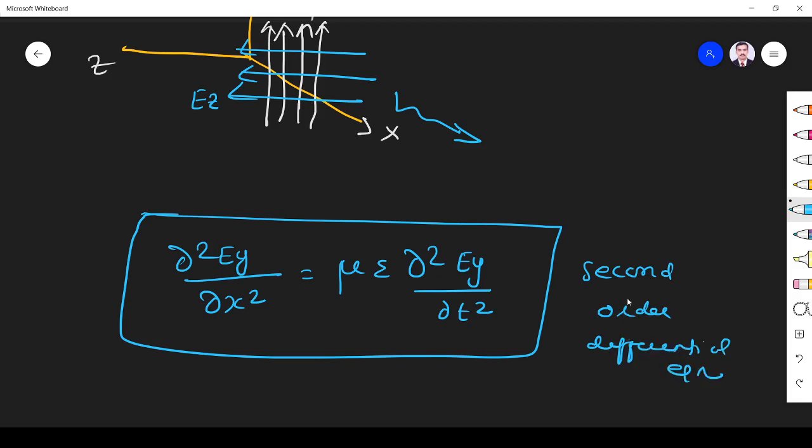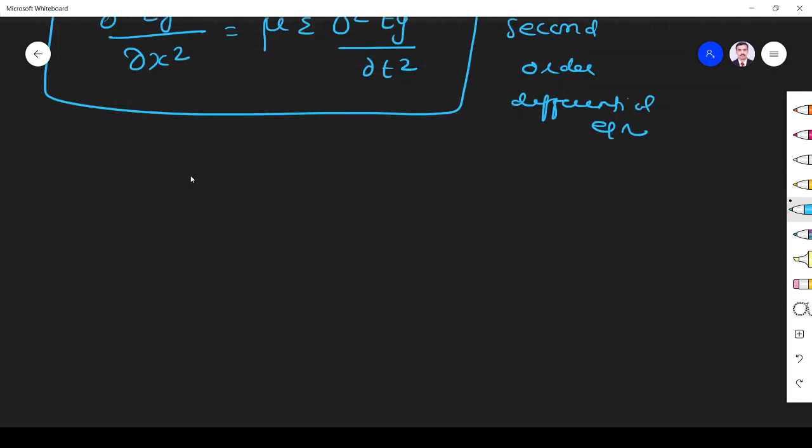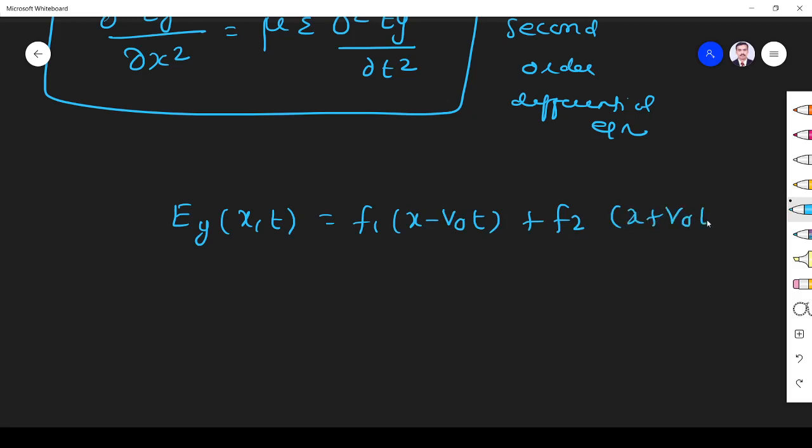Okay, so this equation has a solution of the form. What's the form? This equation has E, that is, a y component only. So E_y(x,t) is equal to f1(x minus v naught t) plus f2(x plus v naught t). This is the solution of this equation, right?